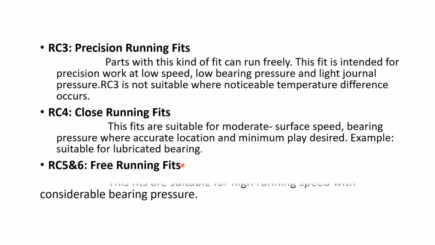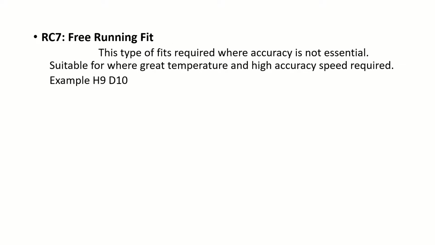Next is the free running fits. These fits are suitable for high running speed with considerable bearing pressure. Next is RC7, also a free running fit. In this type of fit there will be very little accuracy, for cases where you require very little accuracy. Where accuracy does not come into the picture, you can use the free running fit, where temperature changes occur. Suppose you have temperature changes and your parts are moving at high speed, then you require a free running fit. Example is H9 D10.